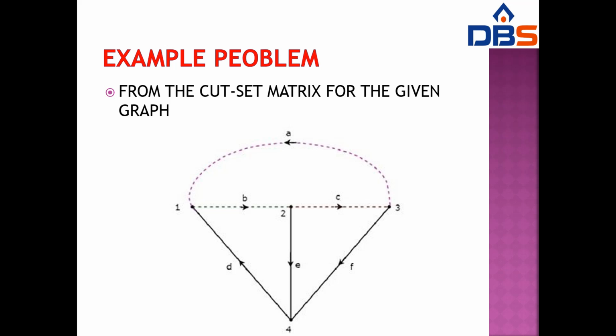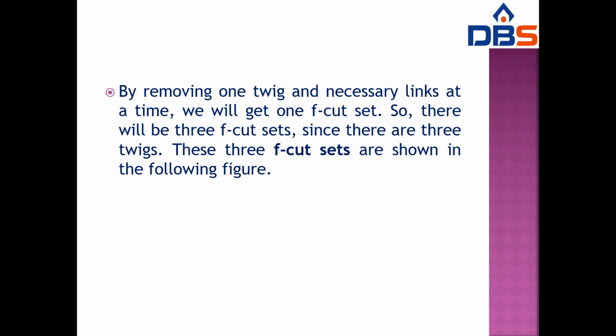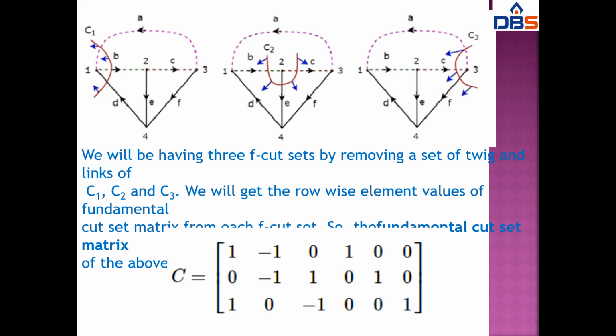So I will see here. By removing one twig and the necessary links at a time, we will get one fundamental cut-set. So there will be 3 fundamental cut-sets since there are 3 twigs. The number of twigs must be equal to that many cut-sets. So when you observe here, you have to cut this graph, so the part will be removed. For this cut-set, only one tree branch must be there, so links must be the number of.